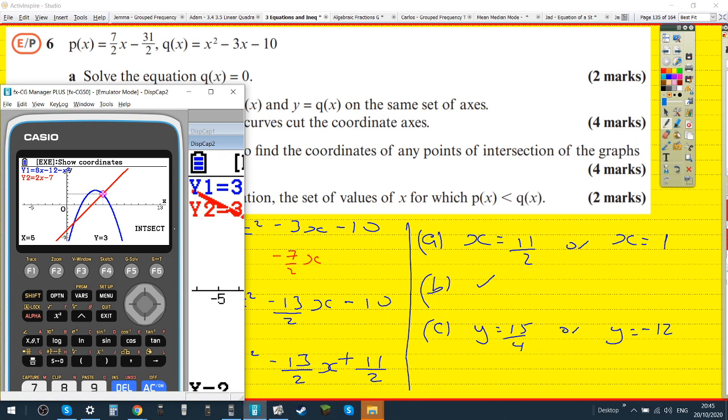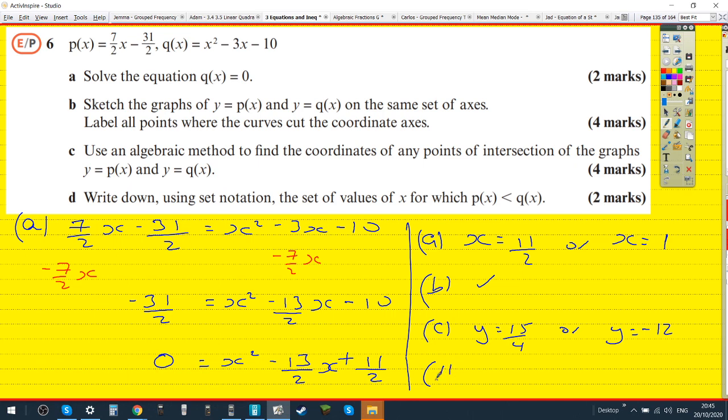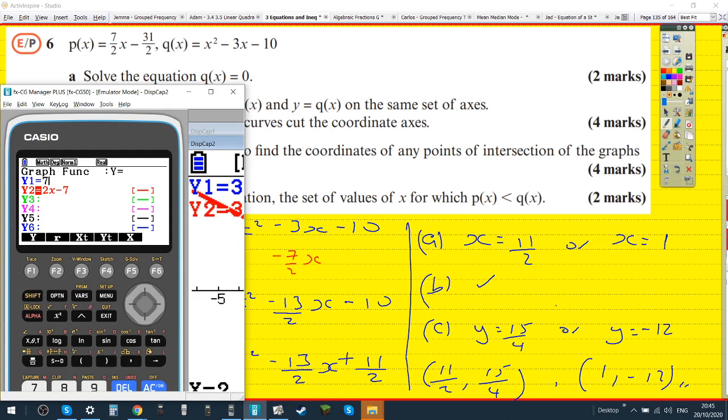Oh, so for the first one, would it be 11 over 2, 15 over 4? That'd be right. Yep. And the second one? Minus 12 and 1. Well, it'll be 1 and then minus 12. Yeah, 1 and minus 12. So just making sure about that. Yeah. And let me just see this one.